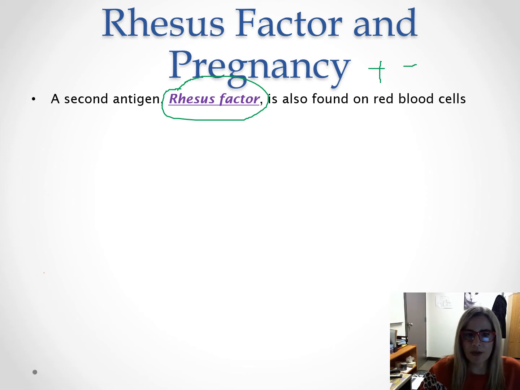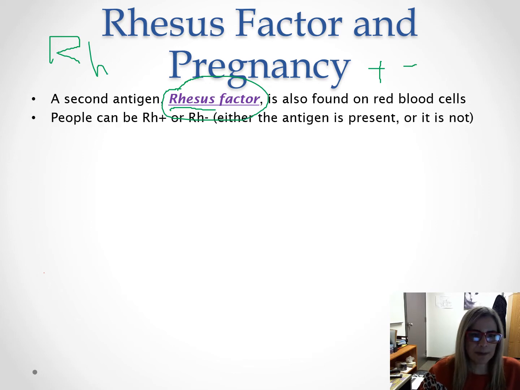And so rhesus comes from the fact that this second antigen was discovered on blood work that was done on rhesus monkeys. And so that's where the name rhesus comes from. And then, of course, we abbreviate it Rh, okay, for the Rh factor.